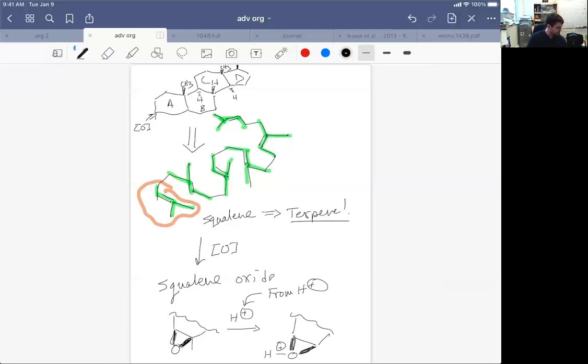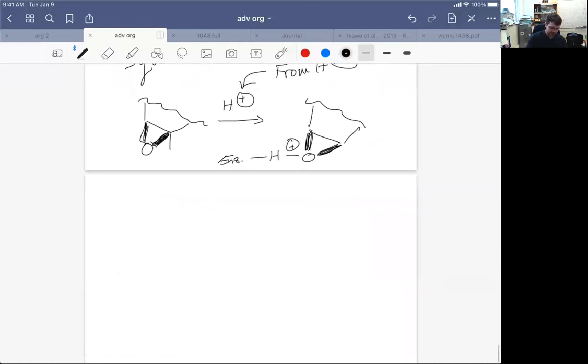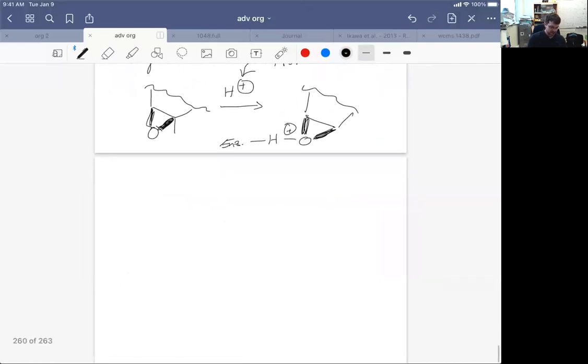To give us this protonated epoxide, which, protonated epoxides are fairly acidic. So is the molecule resting, sitting there as a protonated epoxide? Probably not. It's probably hydrogen bonding. It's definitely hydrogen bonding to the enzyme. Okay, so this is where we start.